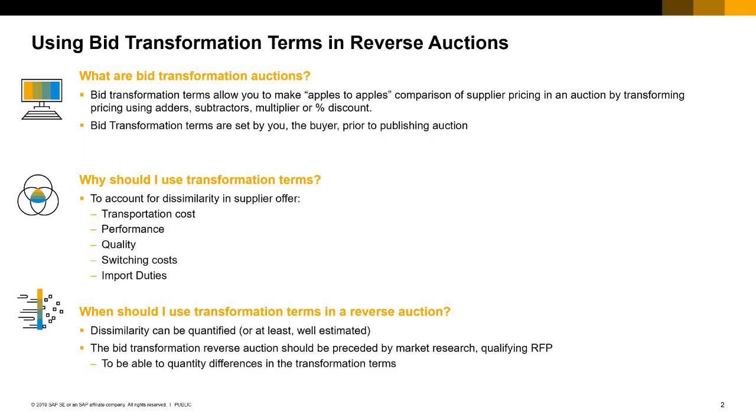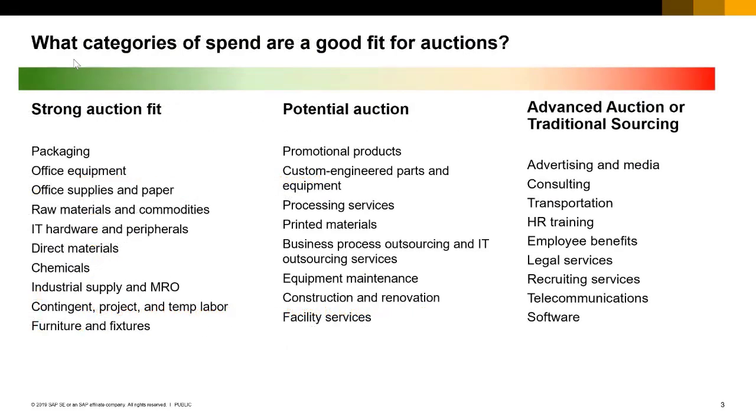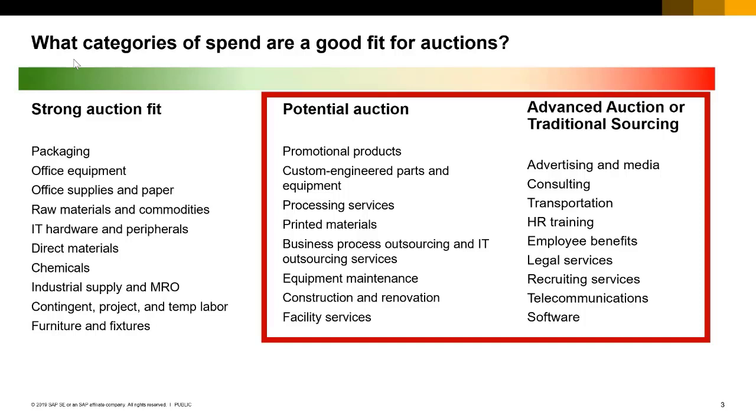Of course, this auction type and term should be used to bring somewhat dissimilar goods and services into better comparison. Market research, strategic definition, and/or an initial RFP are recommended as part of the strategic sourcing process. If we think of all the different goods and services that an organization might take to auction, we'll see that bid transformation auctions, transformation terms, tend to fit best with these categories in the potential auction and advanced auction category.